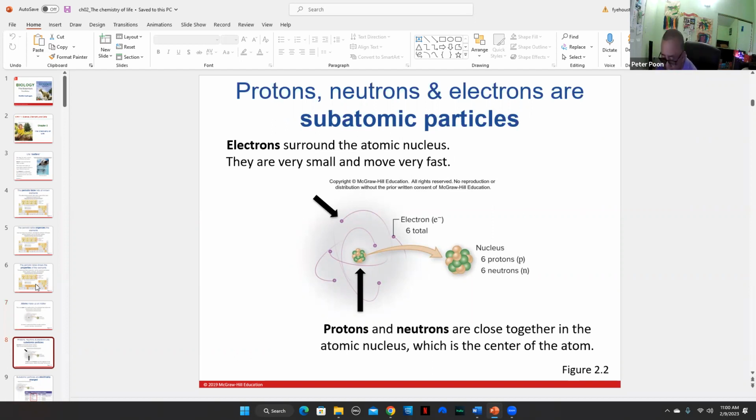Let's talk about electrons first, because most of chemistry has to do with electrons. Electrons surround the atomic nucleus. They are very, very small and move very, very fast. They move almost at the speed of light. So these are electrons. They go around the nucleus. The protons and neutrons are so close together in the atomic nucleus, which is the center of the atom.